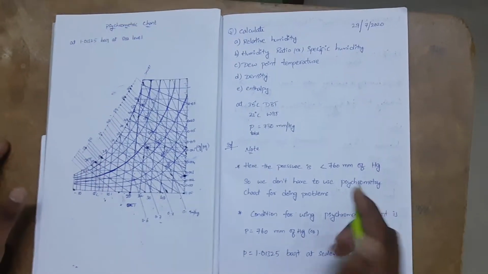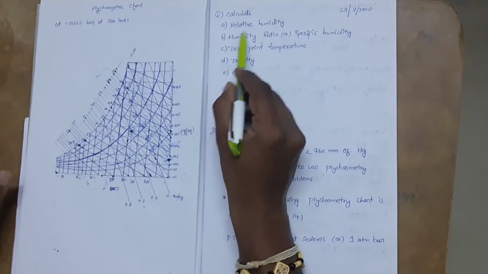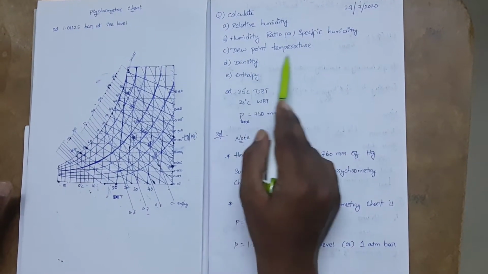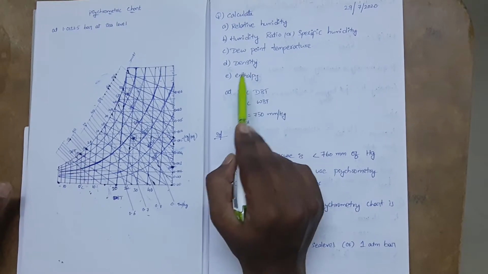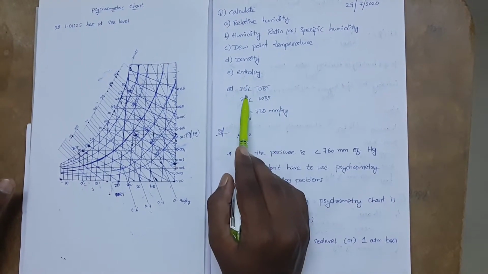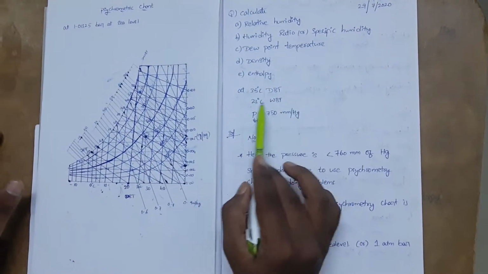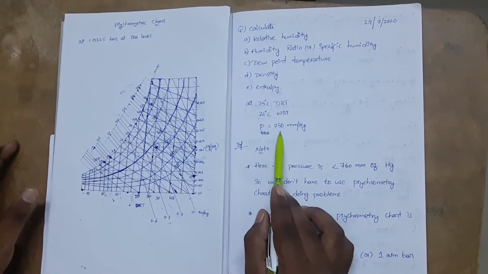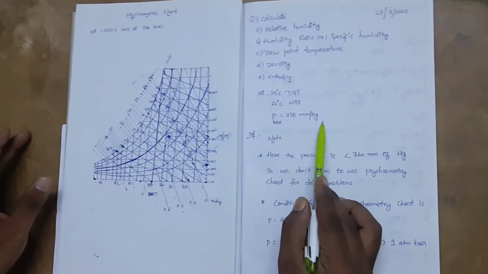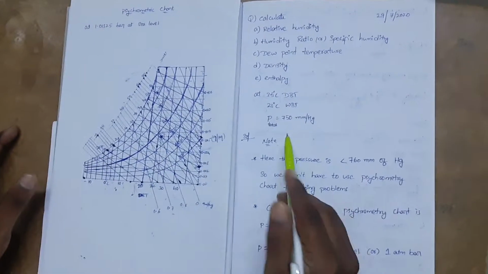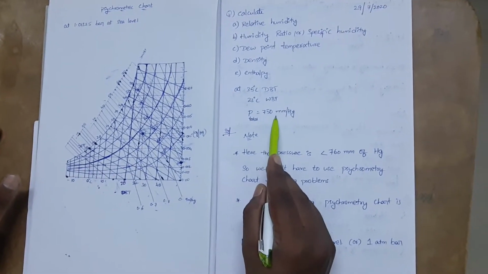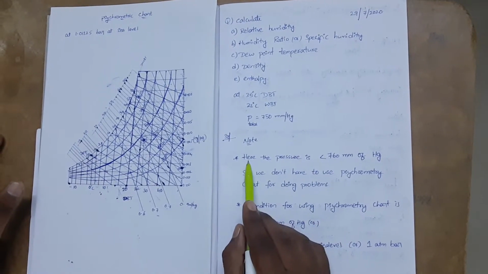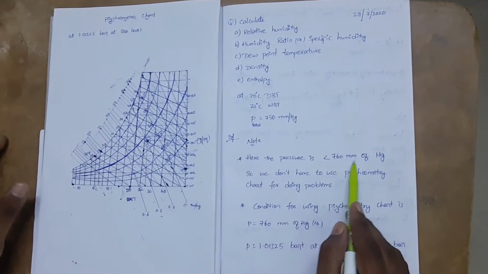So here the question is: calculate the relative humidity, humidity ratio or specific humidity, dew point temperature, density and enthalpy at 35 degrees centigrade dry bulb temperature, 23 degrees centigrade wet bulb temperature, and pressure of 750 mm of Hg. Remember, here the pressure is 750 mm of Hg. That means less than the normal atmospheric pressure. Pressure is less than 760 mm of Hg.